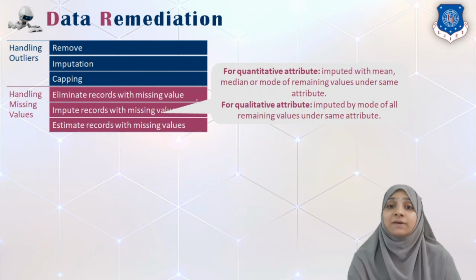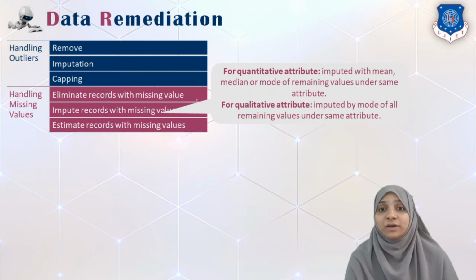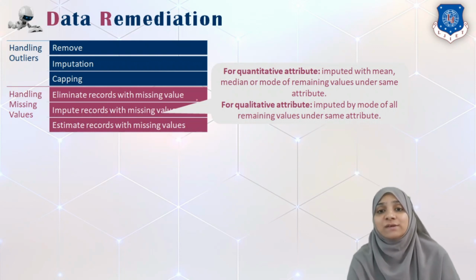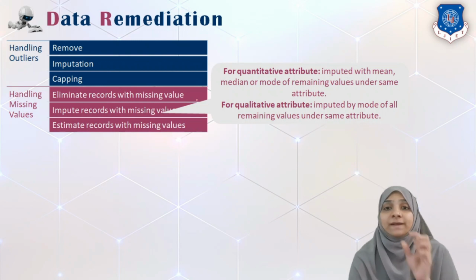For a qualitative attribute, say for example blood group A, B, O positive, AB negative and so on, this kind of attribute we can impute by taking the mode. Mode is nothing but the most frequently occurring item we can find under the same attribute. So under blood group only, we will find the most frequent value for imputing a record, and that value is substituted wherever the blood group is missing.